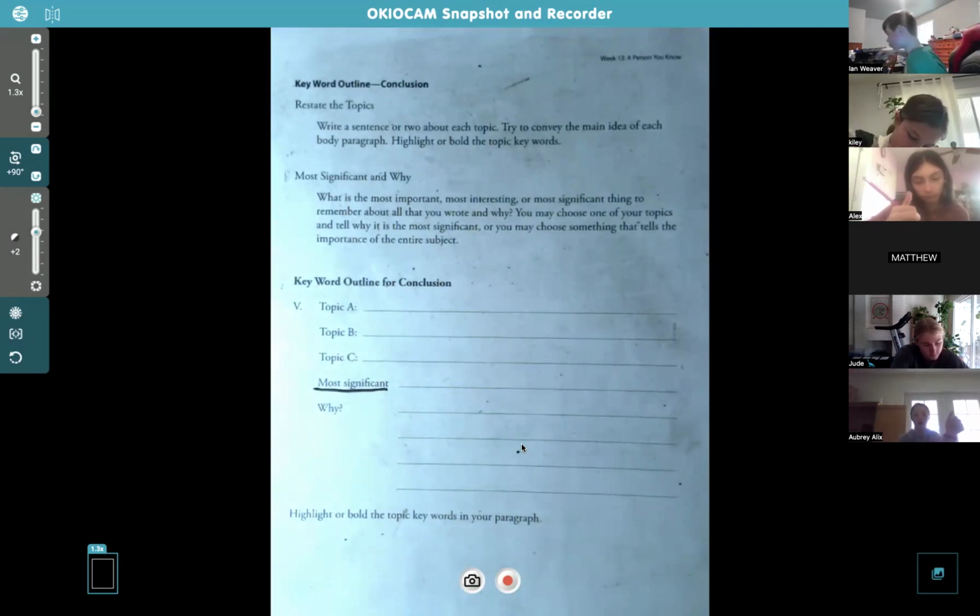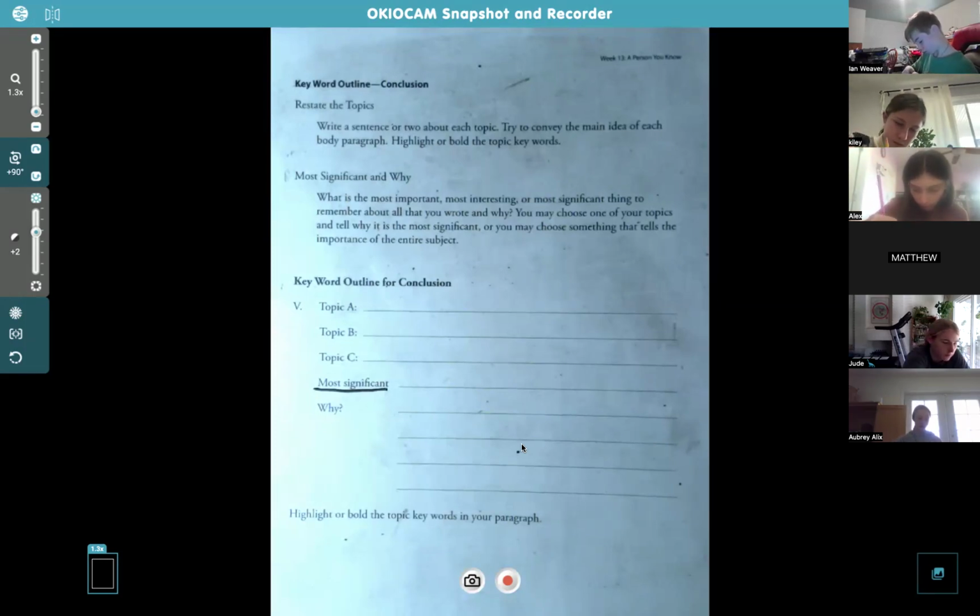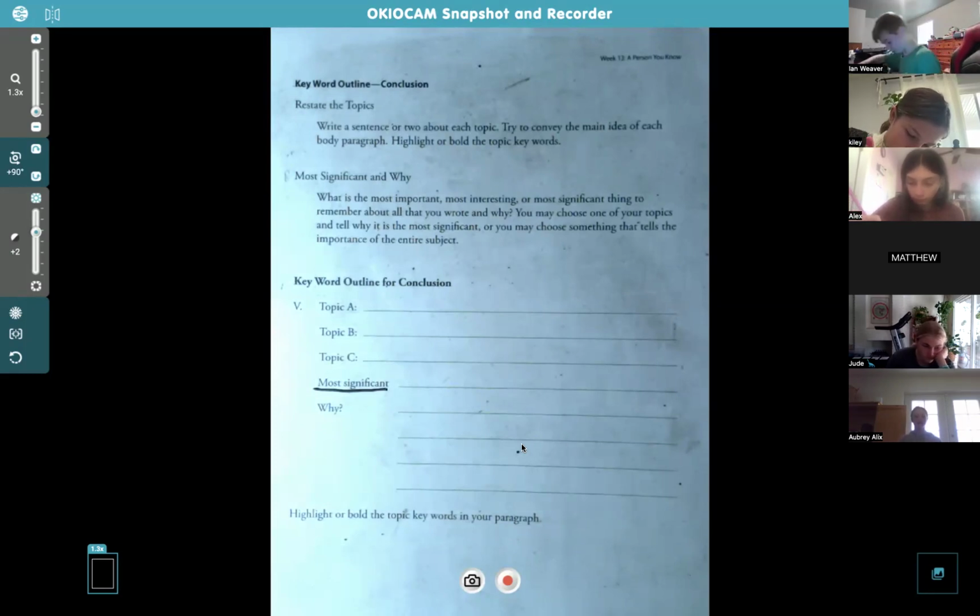Look back on your paragraphs. It can be something simple, like if you're talking about your mom, if you wrote about maybe her career and just her accomplishments, like the most significant thing about my mom is that she was a nurse and she saved lives or something like that. Or the most significant thing about my mom was the fact that she is a great mom and always wanted to have her own kids or something like that. Okay. Think about what makes your person significant to you.